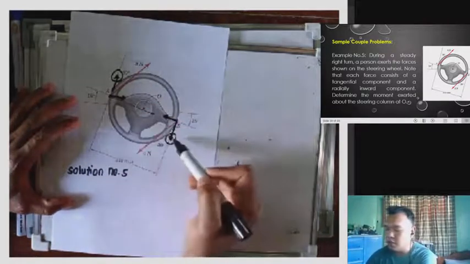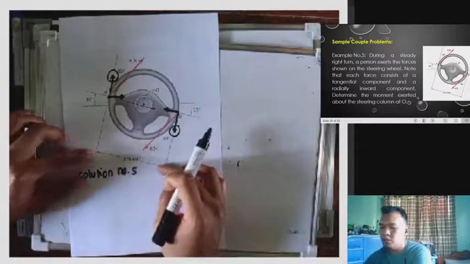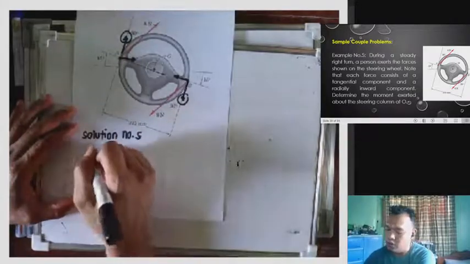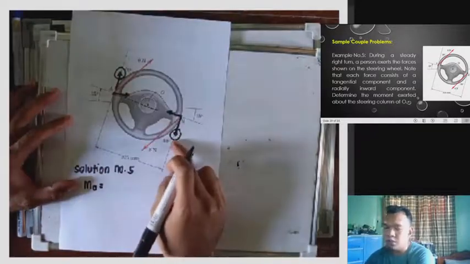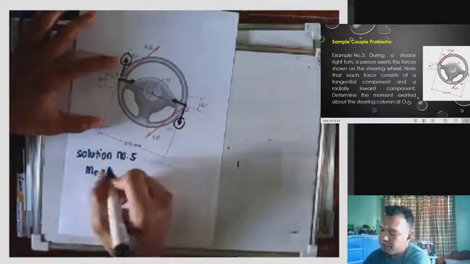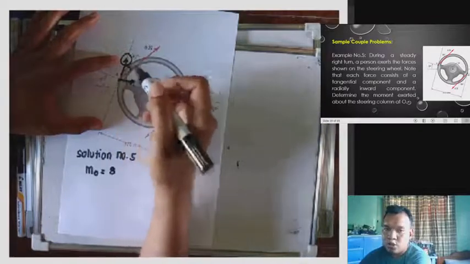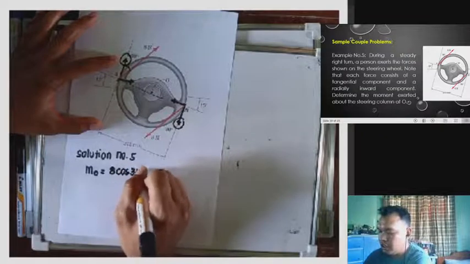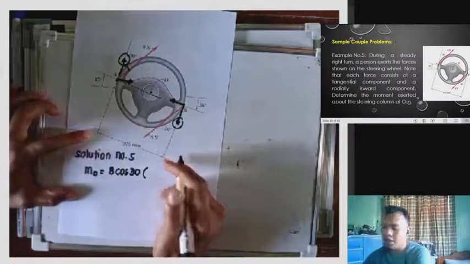Therefore, ito at ito, so yung force na to at force na to multiplied by this is equivalent dun sa hinahanap natin na moment. No? Okay. Therefore, moment at O is equivalent kay yung force na nandito at force dito times the perpendicular distance. To get the force here, so we have here 8 angle 30 to. So, ibig sabihin yan ay cosine 30 multiplied by the perpendicular distance which is ito. Okay? So, lalabas ito ay naka mm.